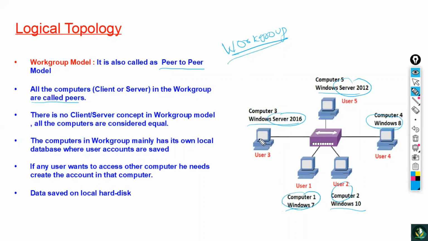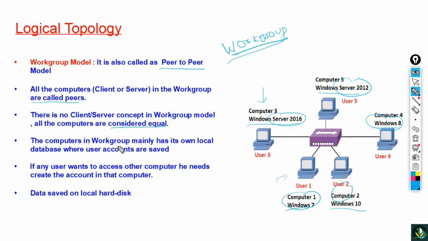Even if we have installed a server operating system, they are not considered servers here. They are called peers. And the computers with client operating system also are called peers. There is no client, there is no server in the work group model. All the computers are called peers, and the communication is peer to peer. There is no client-server concept in the work group model. All the computers are considered equal here.